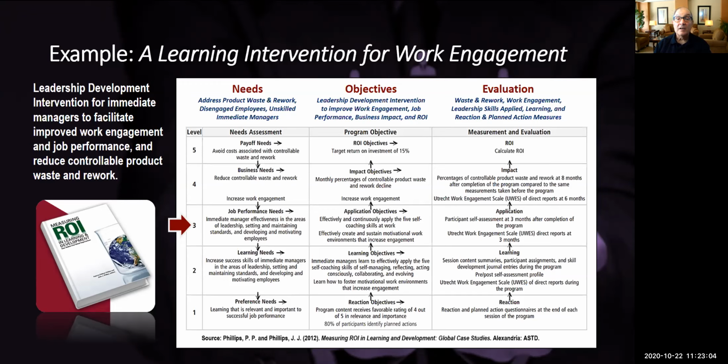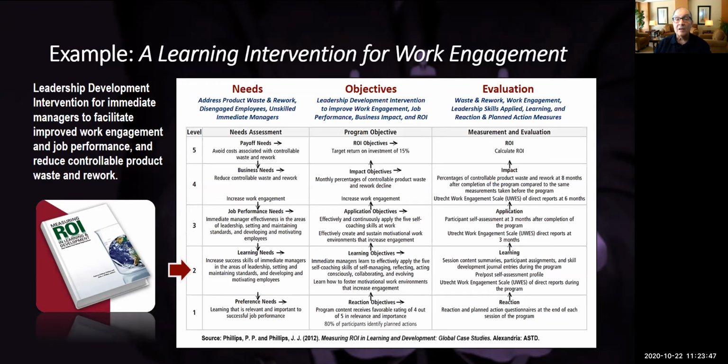Application objectives here. Effectively and continuously apply the 5 self-coaching skills at work. That was the content of their learning. And effectively create and sustain motivational work environments that increase engagement. How do you measure it? Participant self-assessments at 3 months after completion of the program, and the Utrecht engagement scale measurement of direct reports at 3 months. The learning: increase skills of immediate managers in the areas of leadership, setting and maintaining standards, and developing and motivating employees.